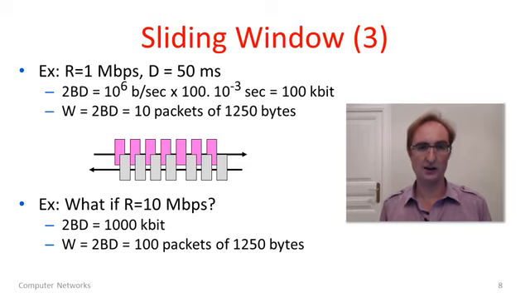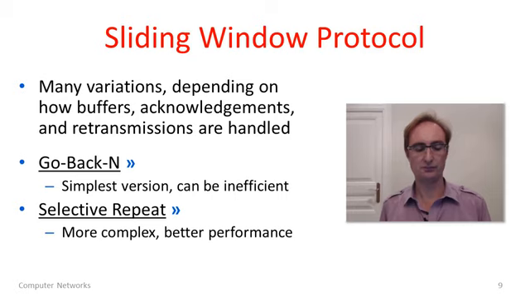Okay, so here's all of this tidied up, and hopefully I got all of the math right. So let's now talk about the sliding window protocol in a little more detail. We've just said that there are these W packets outstanding, but how exactly does it work? Actually, there are many variations of the sliding window protocol, depending on exactly the way you want to handle the buffering, the acknowledgements, and the retransmissions.